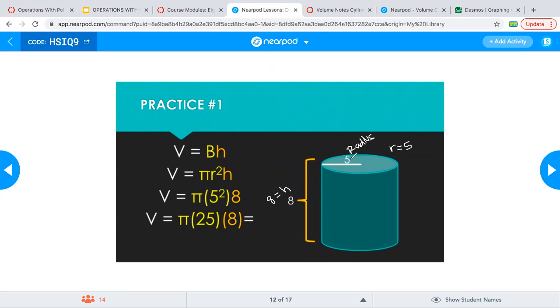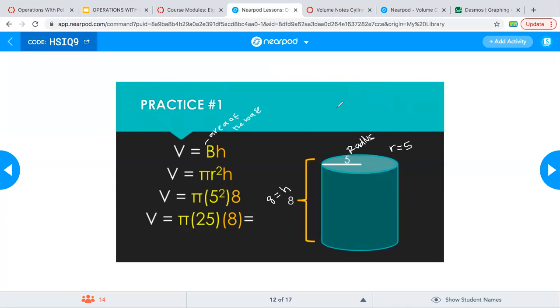Why do people get these problems wrong? Because they just do 8 times 5 and think that's the answer. I see it every year with multiple people. We do not just multiply 8 times 5. V equals capital B times H. Capital B stands for area of the base.